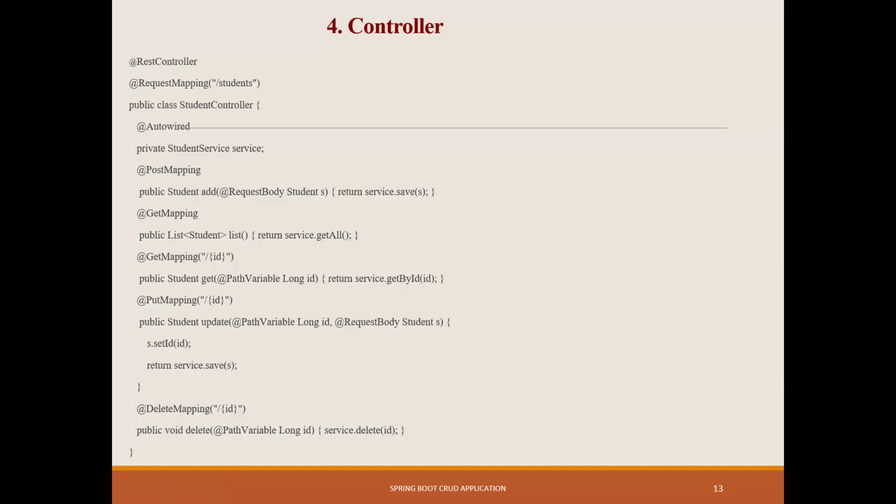Next one, add DeleteMapping followed by ID. So here, based on this ID, we are going to remove the record from this existing table. Here we are making use of an annotation called @PathVariable. Path variable can be used to read data from our URL. So based on this ID, we are going to delete that particular record from our existing table.